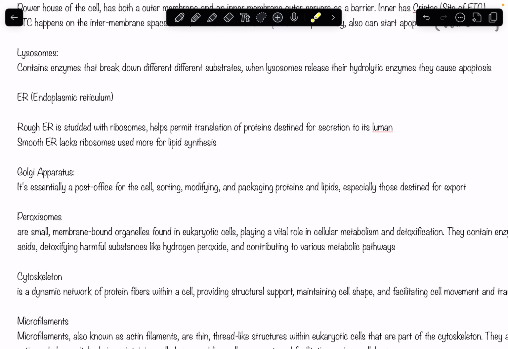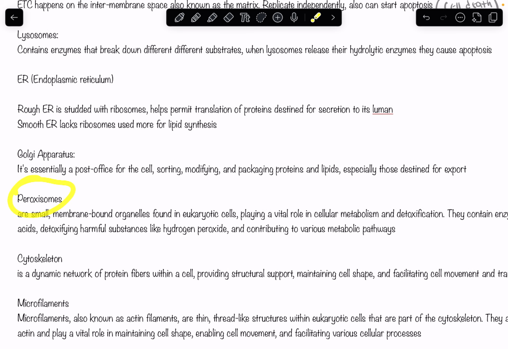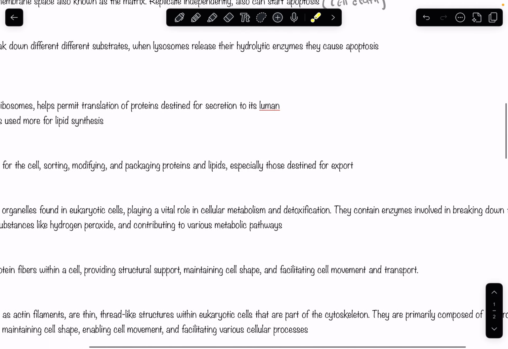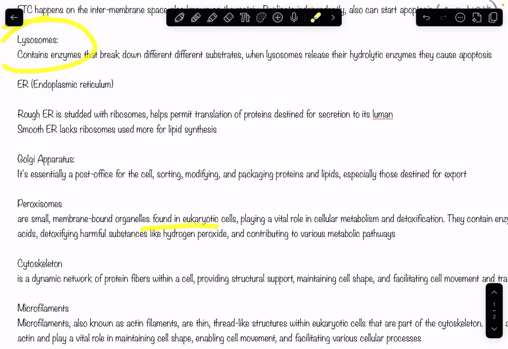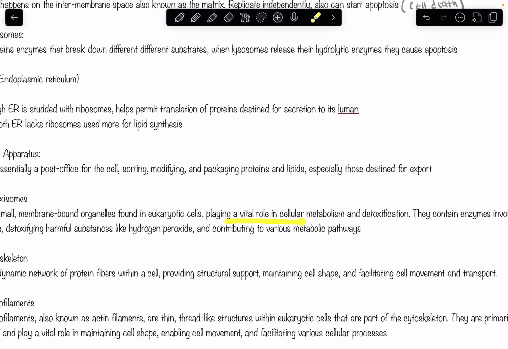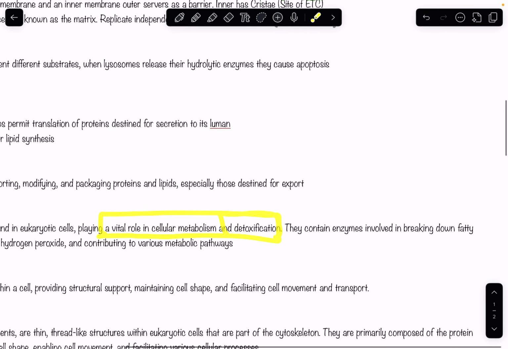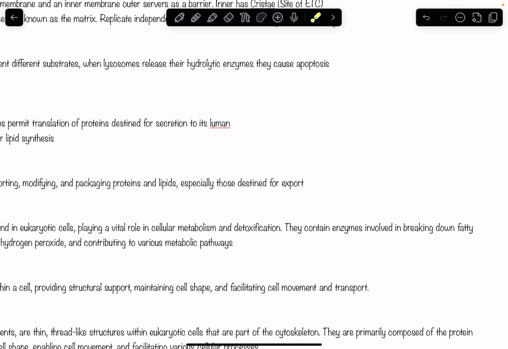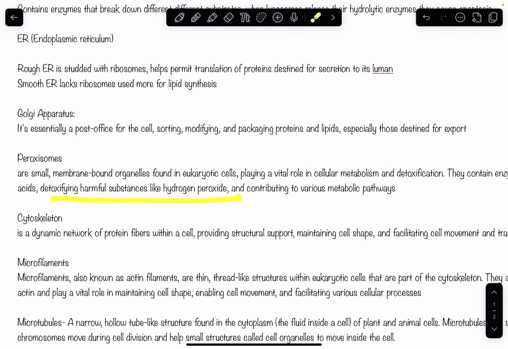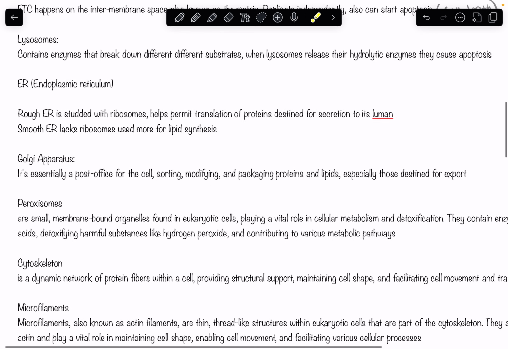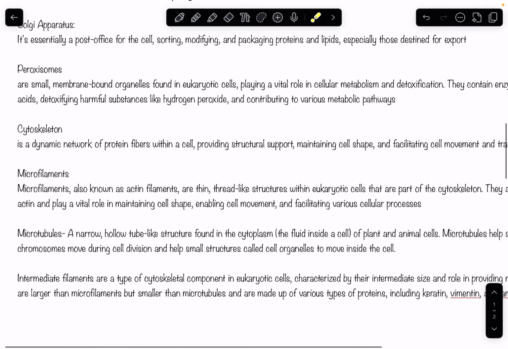Okay. So next peroxisomes. Now, I think these actually act a little like lysosomes. So they're found in eukaryotic cells, of course. They play a vital role in metabolism and detoxification. Okay, so these contain enzymes that are involved in breaking down fatty acids, detoxifying hydrogen peroxide, and it contributes to a lot of various metabolic pathways. So that's the main difference: peroxisomes are focused more on fatty acids.